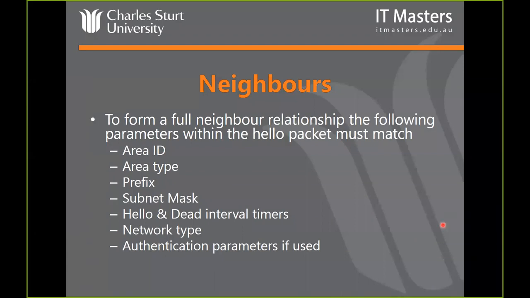To form a full neighbor relationship, for a full adjacency to come up and therefore for routes to start flowing between routers, the following parameters within the hello packet must match on both sides of the link, for both routers that are communicating. So the area ID, part of the hierarchy, the area type, the network prefix and subnet mask, the hello and dead interval timers, the network type, so whether it's NBMA, point-to-multipoint, point-to-point or broadcast, and authentication parameters if used. If any one of those does not match, an adjacency will not be formed and routes will not flow between those routers.